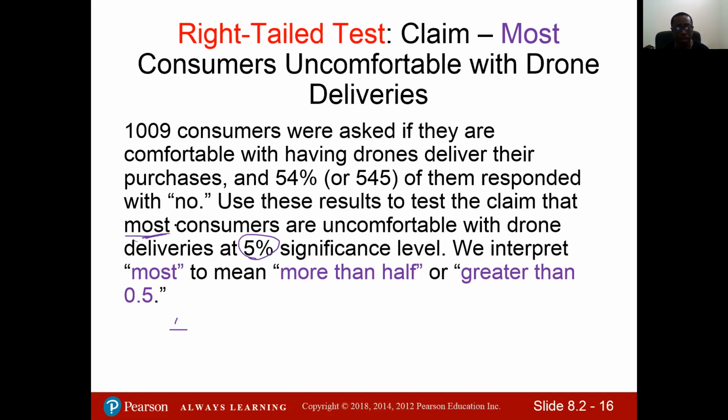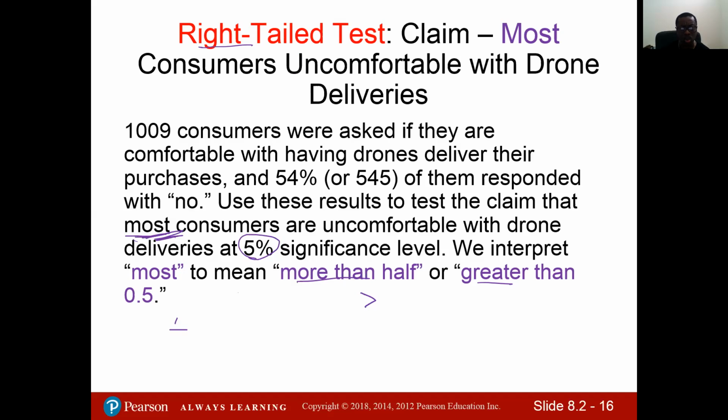Okay, now the word most here, that's the clue. Tell me which kind of tail. That is why this is a right tail. Most means that it is more than, or greater than. So the alternative hypothesis will have this symbol. Okay, so that is why it is a right tail.